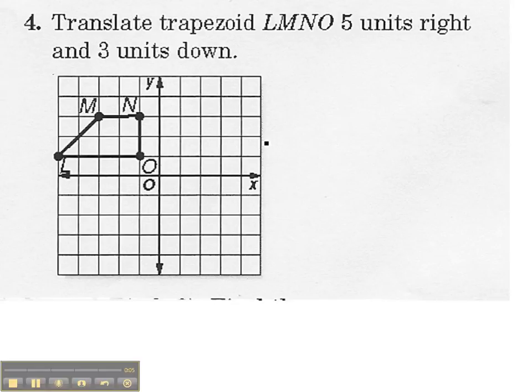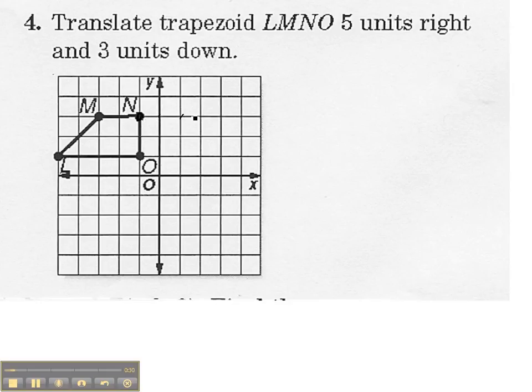Problem 4 on your homework asks us to translate trapezoid LMNO 5 units right and 3 units down. Remember, a translation is a transformation where the object is slid horizontally, vertically, or diagonally. It's not flipped in any way. So we'll pick a vertex. Let's start with vertex N and translate it 5 units right and 3 units down.